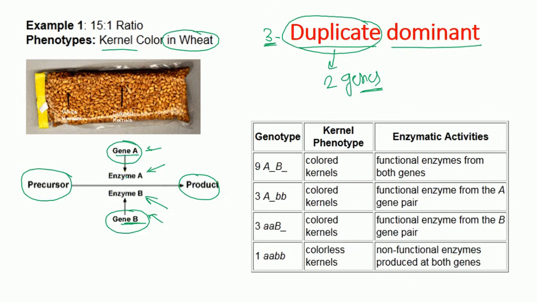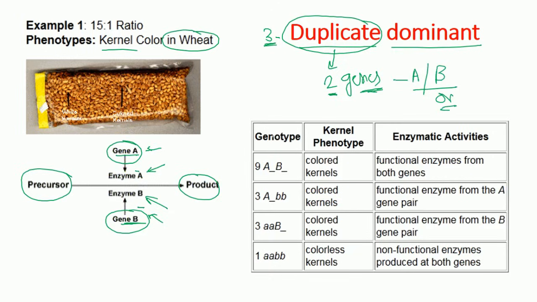If gene A is expressed, it can convert the precursor into product. If gene B is expressed into enzyme B, it can also convert the precursor into product. So we don't need the presence of both. We need either gene A or gene B expression to ultimately give us the phenotype. That is why it's called duplicate dominant, because 2 genes can act as dominant epistasis. Now it could be either gene A or gene B, so there is an "or" between them.